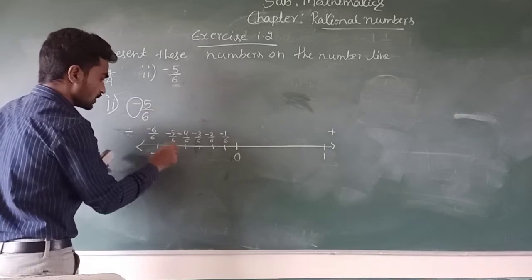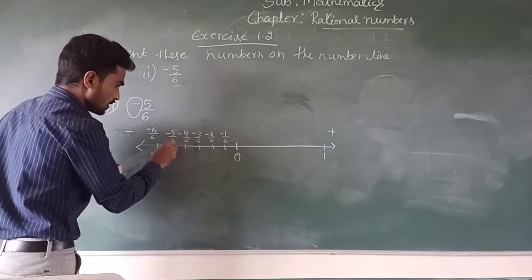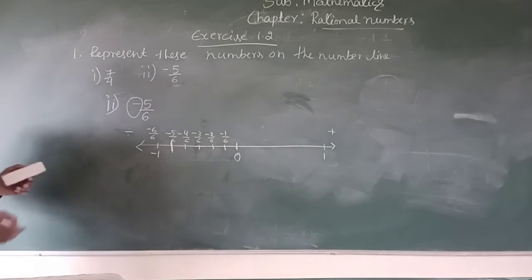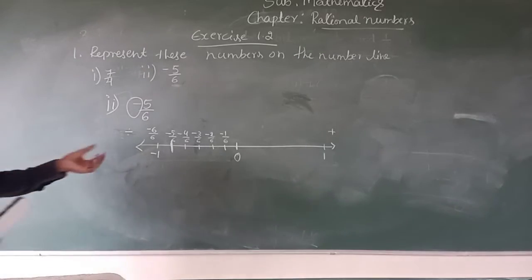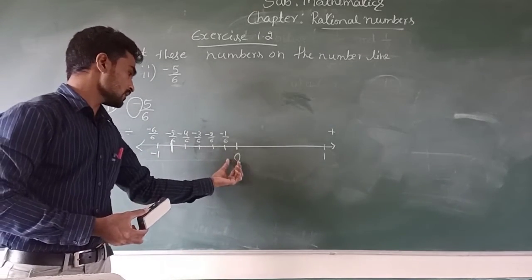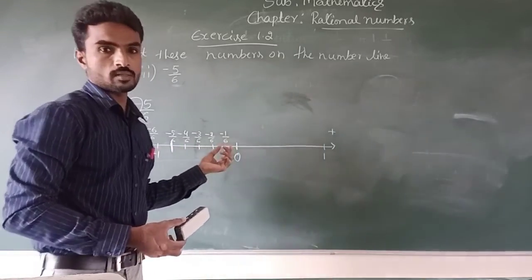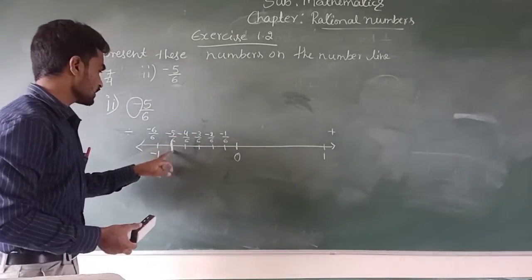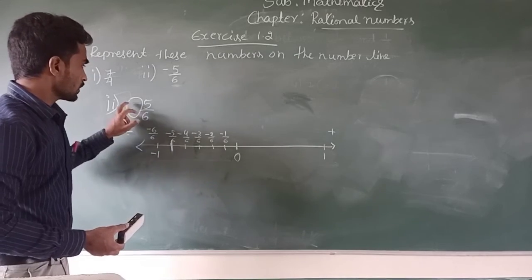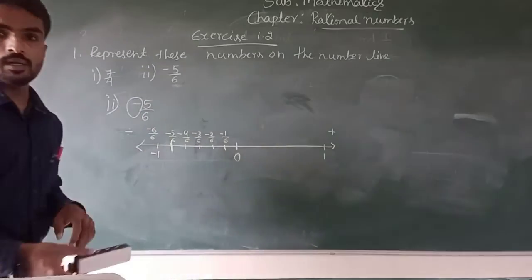Now the representation of minus 5 by 6 on the number line is like this. In between minus 1 and 0, we can divide into 6 equal parts. In that, the fifth one is the representation of minus 5 by 6.